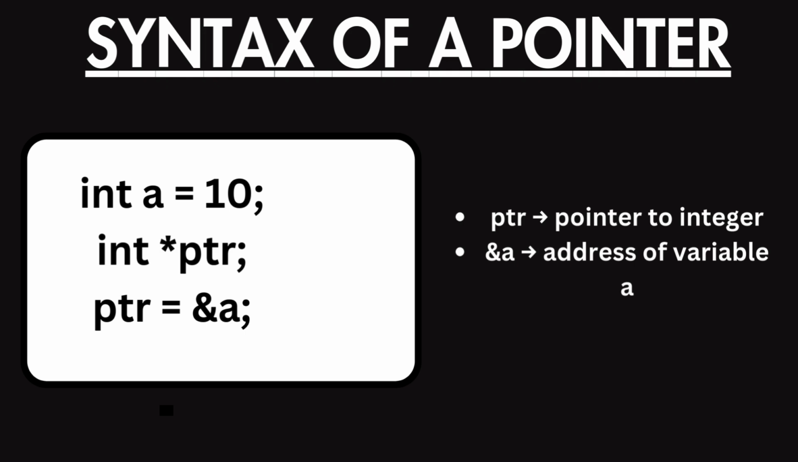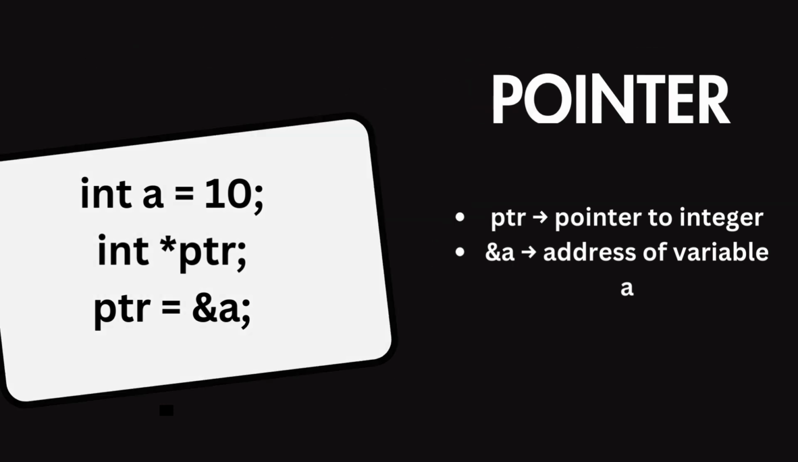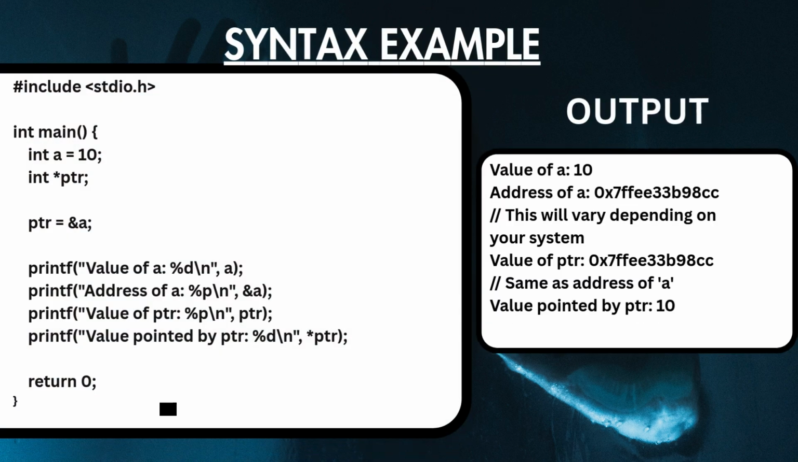So in brief, ptr stores the address of a. *ptr gives you the value at that address. This is what makes pointers so powerful. They connect you directly to what's happening in memory. So let's move on to the next slide.